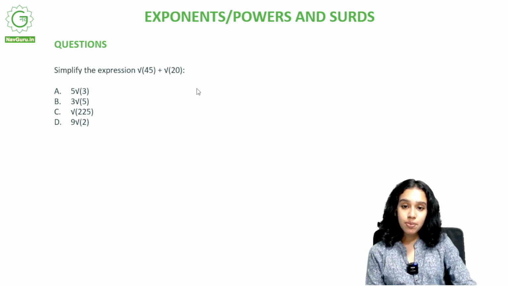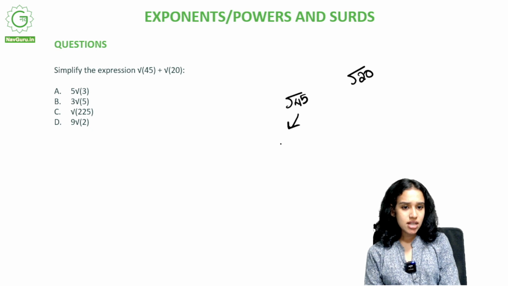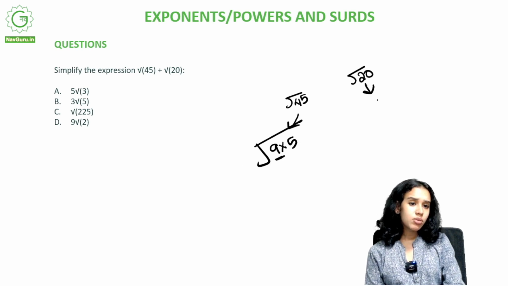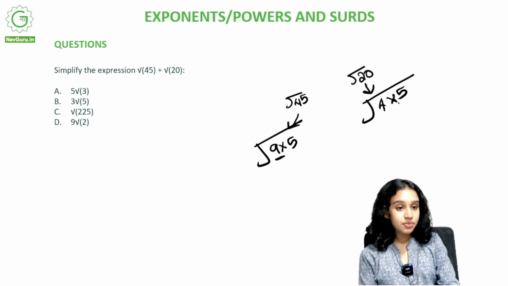Now, simplify the expression root 45 plus root 20. Let's see. We have root 45 and we have root 20. How can we write 45? We could write it as 9 into 5 and 9 is a perfect square. So we could write it as root of 9 into 5. And 20 can be written as how? We need a perfect square, right? So 4 is a perfect square. Now multiplied by 5, we get 20.